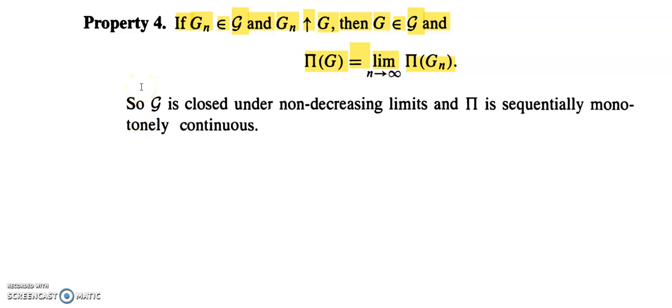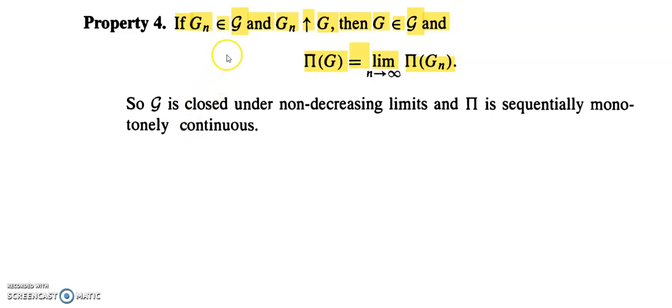Next, property 4. If Gn belongs to script G and Gn increases to G, then G belongs to script G, and pi of G equals limit n tends to infinity pi of Gn. That is, pi of limit Gn equals limit pi of Gn. So script G is closed under non-decreasing limits and pi is sequentially monotonely continuous.